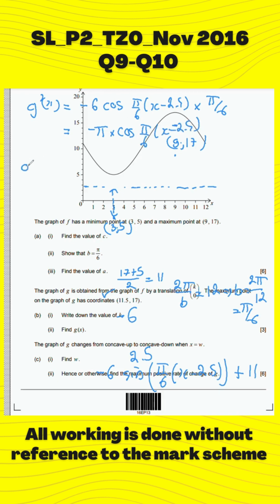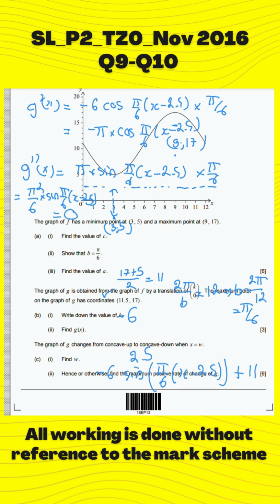So the second derivative will be pi multiplied with sine of pi over 6 multiplied with x minus 2.5 and multiplied with pi over 6. So simplify. This will equal pi squared over 6 multiplied with sine of pi over 6 multiplied with x minus 2.5. And we need to make the second derivative equal with 0. So x will equal 8.5.